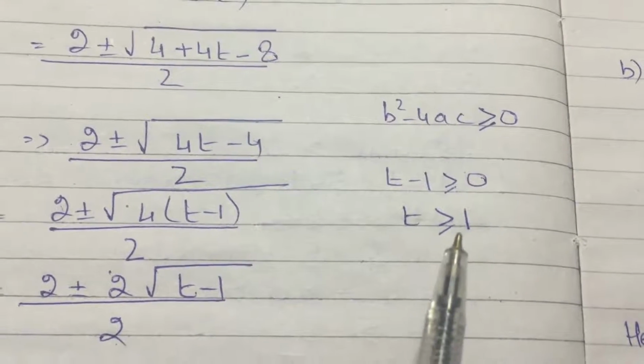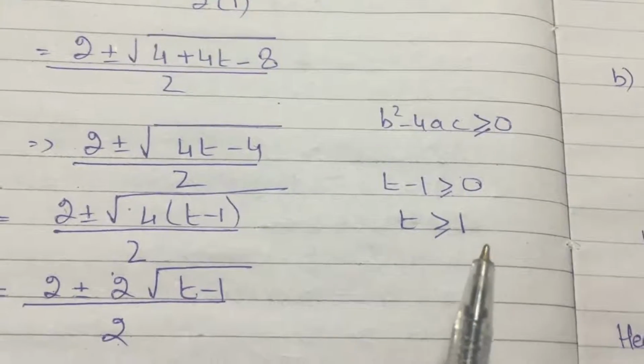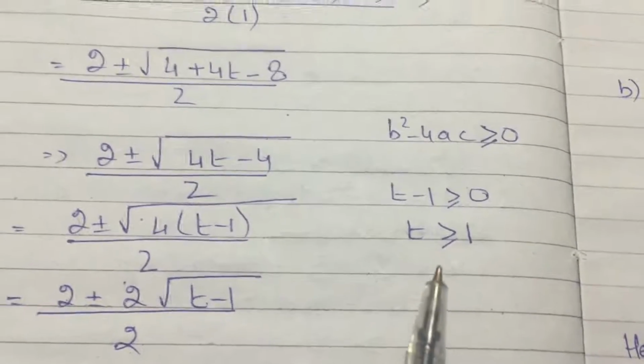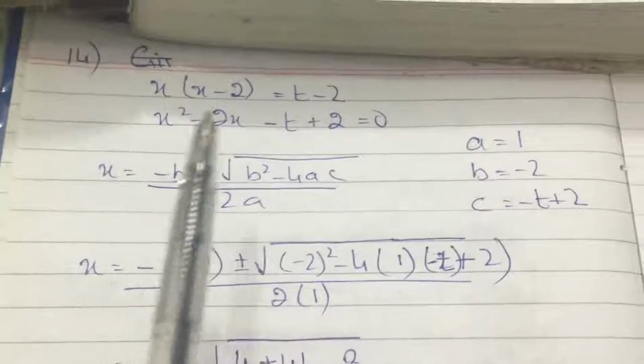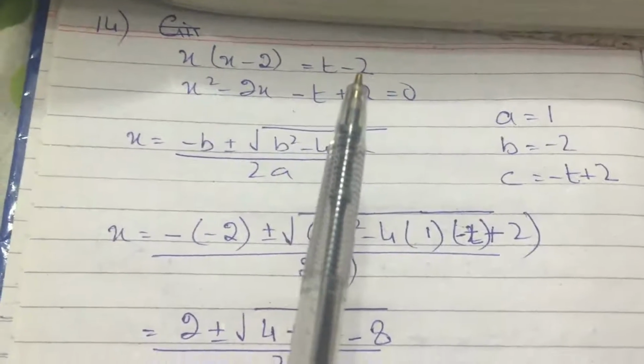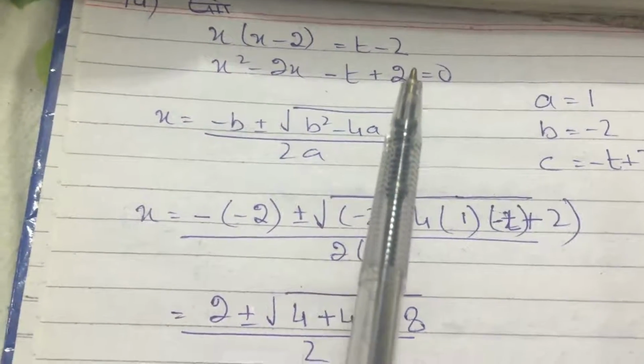So now if any value of t is greater than or equal to 1, like 1, 2, 3, 4, in the original equation, and then you solve the quadratic equation, you will get real roots.